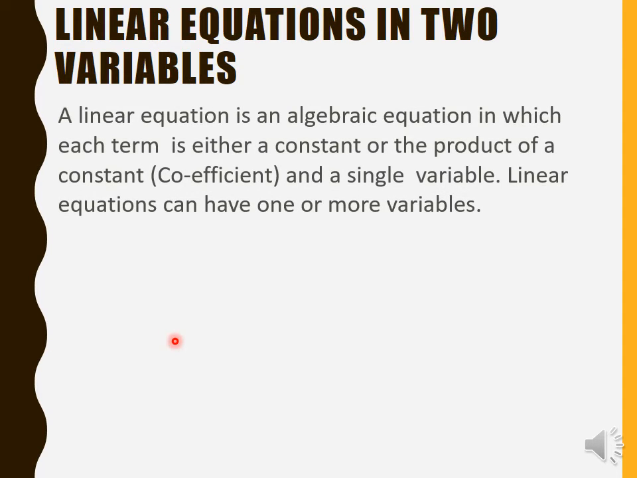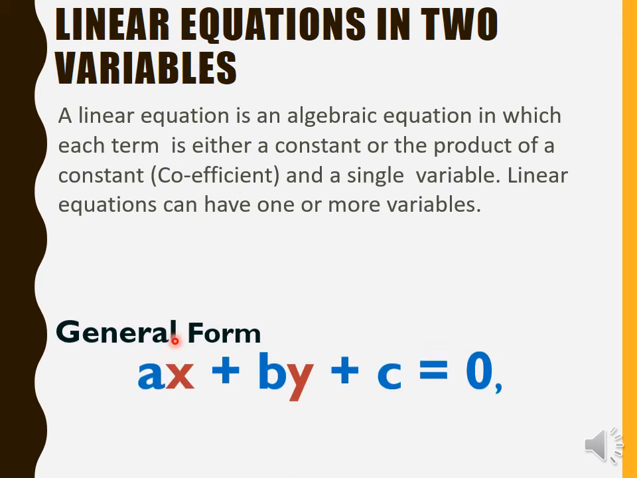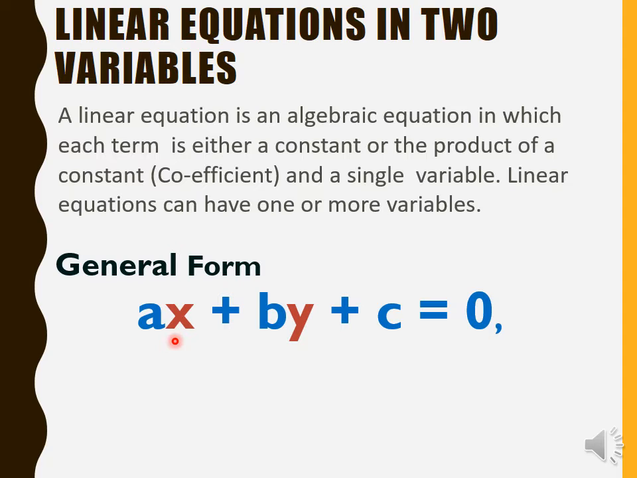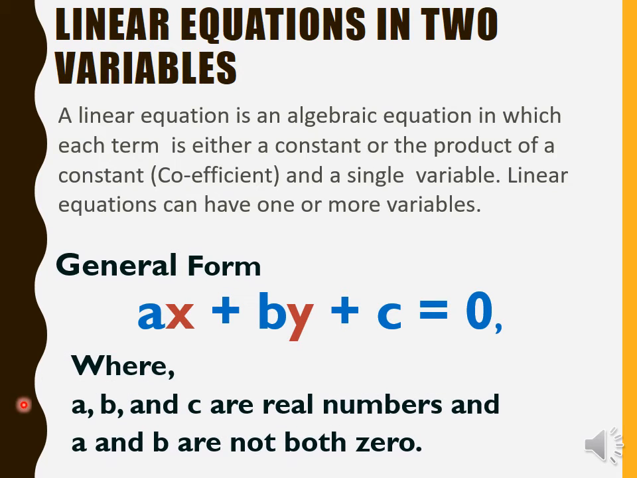A linear equation is an algebraic equation in which each term is either a constant or the product of a constant and a single variable. Linear equations can have one or more variables. The general form of linear equation is ax + by + c = 0, where a, b and c are real numbers and a and b are not both 0.